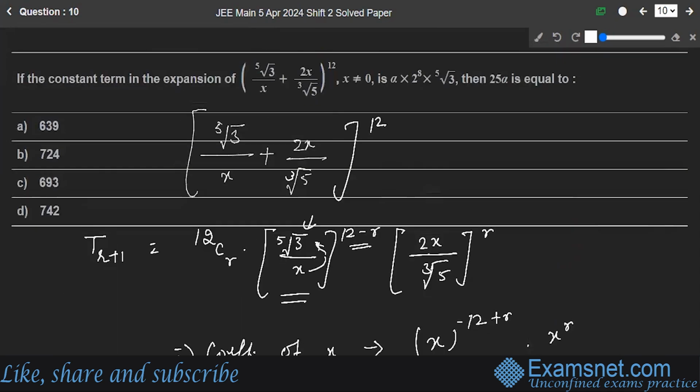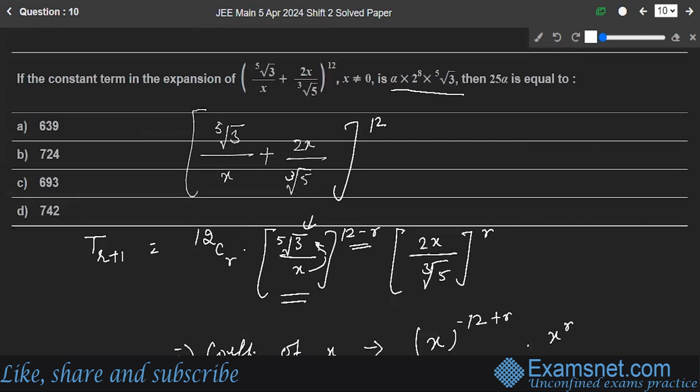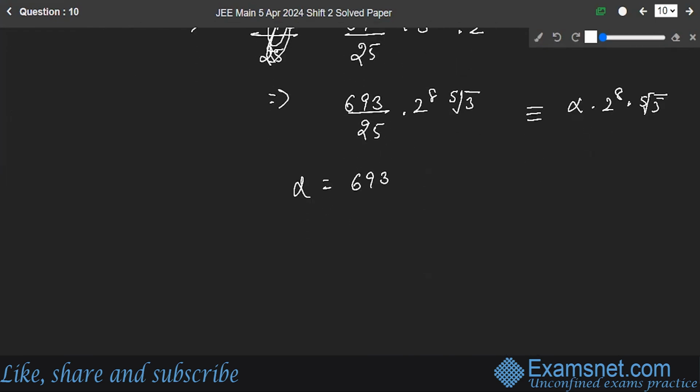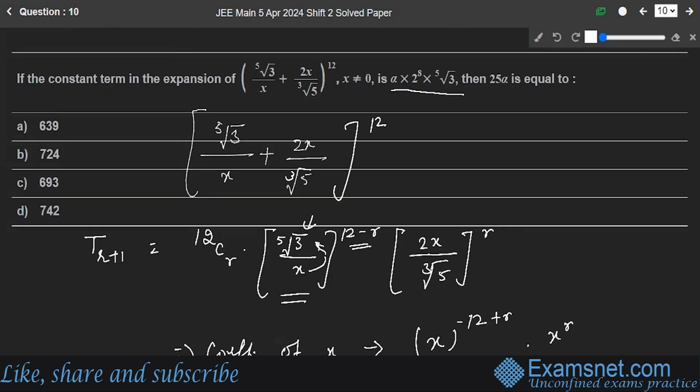Now let's check with the options. This is equal to alpha into this. So this is equivalent to alpha into 2 power 8 into fifth power of 3. So that means alpha is equal to 693 upon 25. So 25 alpha is equal to 693 upon 25 into 25, which will give me 693 only. So this is the answer to the question, 693. Option C is the right answer. Hope you got that. Let's move to the next question then.